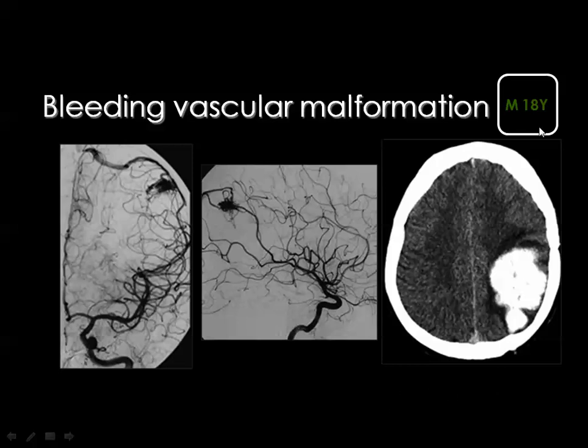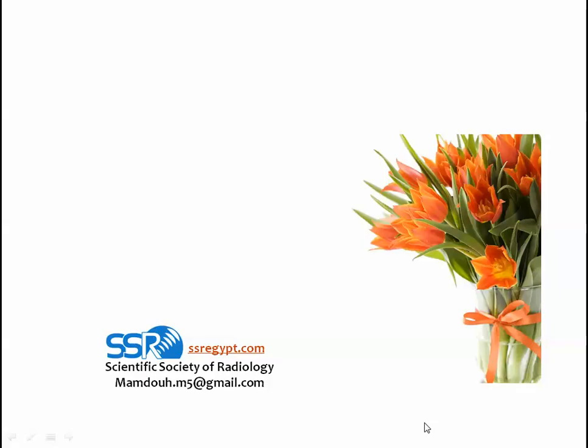And this is a male, 18 years old, with a non-traumatic hemorrhage in the posterior parietal area. The cerebral angiogram confirmed the presence of an arteriovenous malformation corresponding to the site of the bleeding.